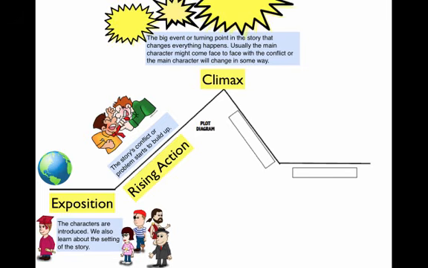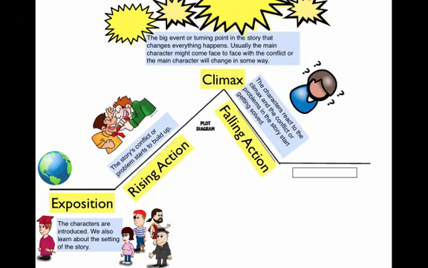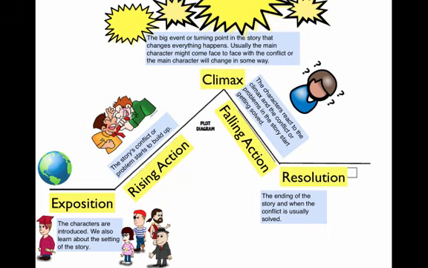Usually, the main character might come face to face with the conflict, or the main character will change in some way. The falling action is how the characters react to the climax and when the conflict or problems in the story start getting solved. The resolution is the ending of the story and when the conflict is usually solved completely.